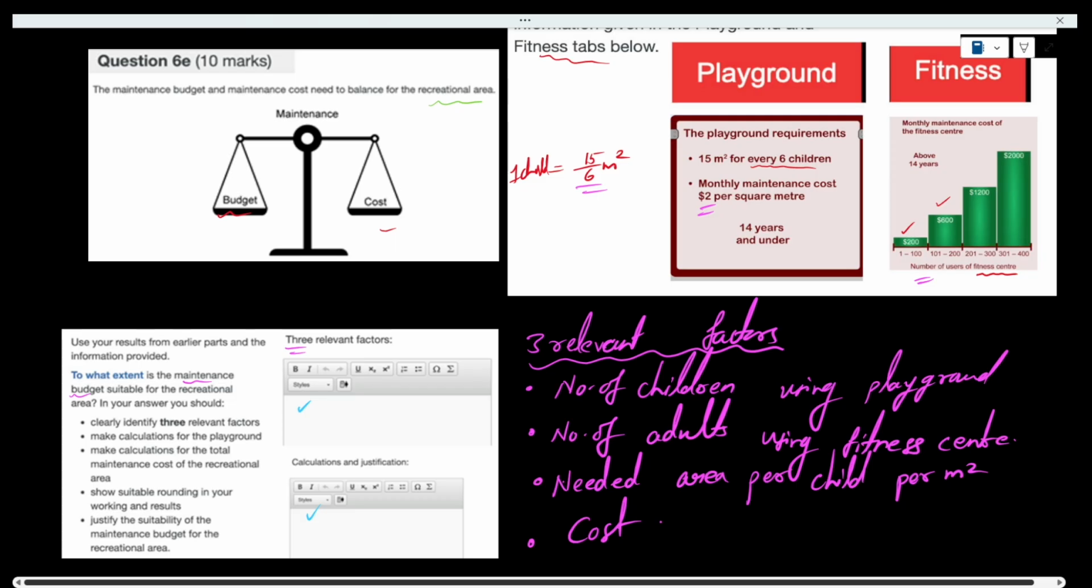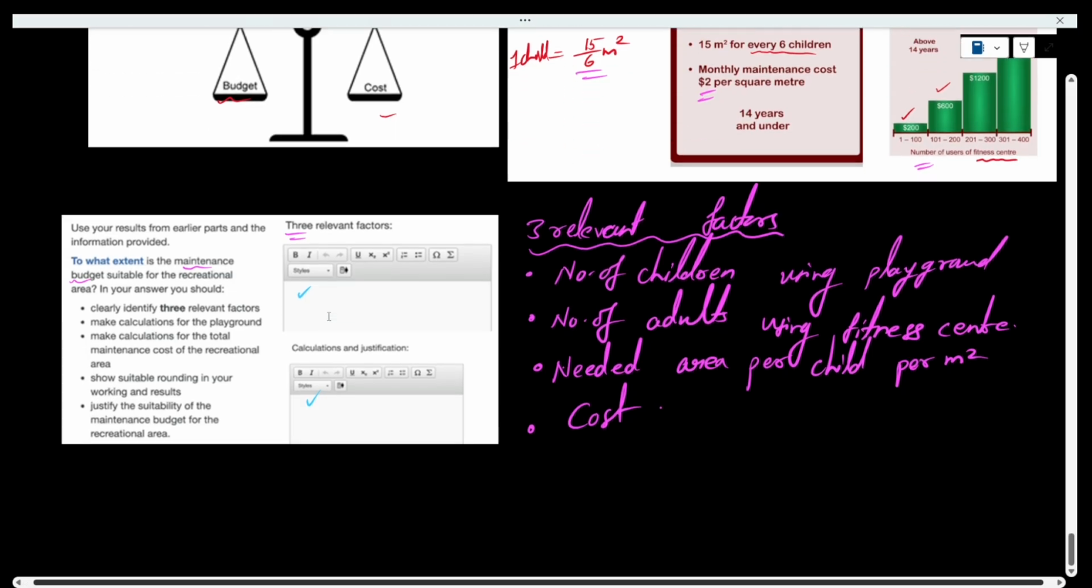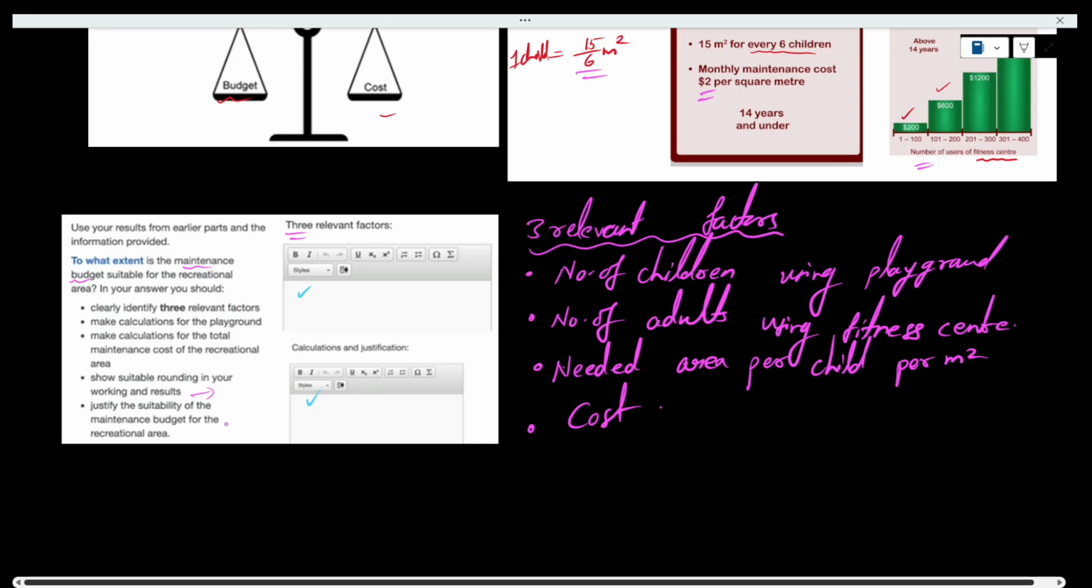Now the second part: make calculation for the playground, make calculation for the total maintenance cost of the recreational area, show suitable rounding to working and result. Here also 1 to 2 marks will be given in your calculation, and justify the suitability of the maintenance budget for the recreational area. This also can be 1 to 2 marks. So your marks will be divided among these, 10 marks will be given here.